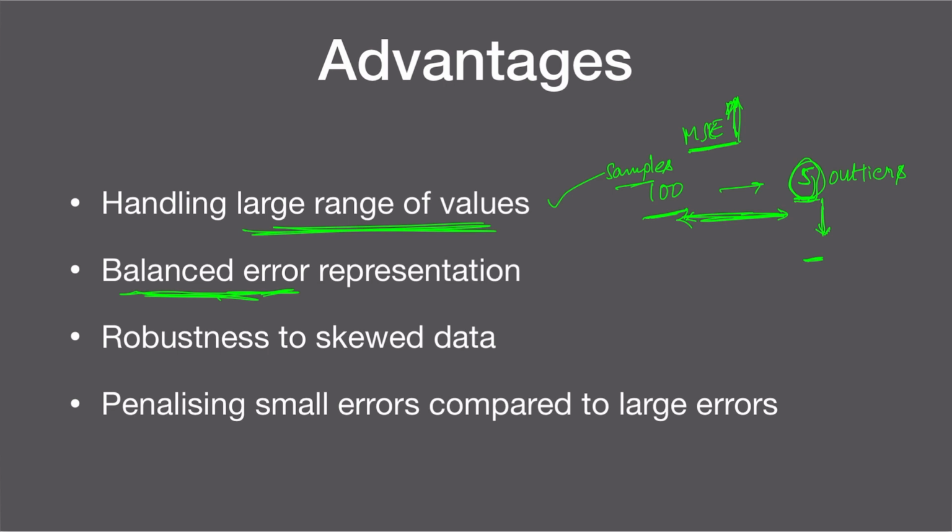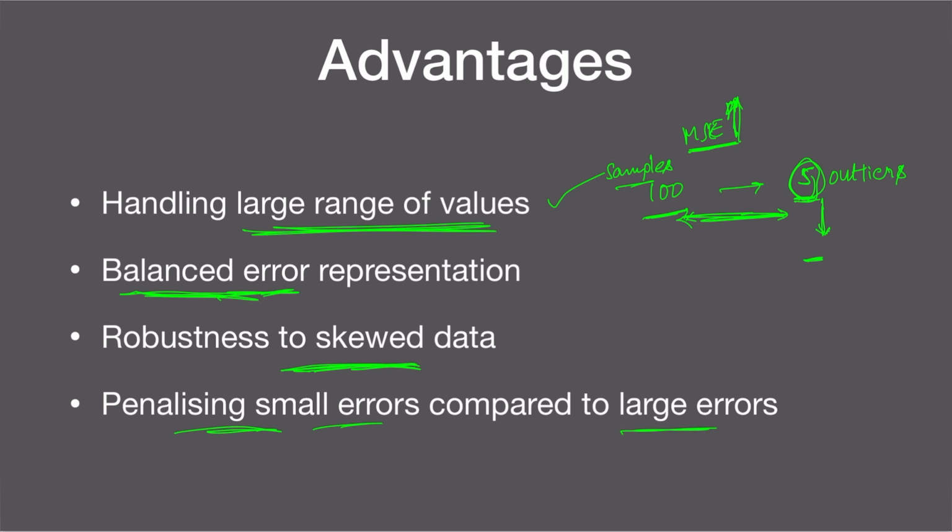And we have seen this point already: it is robustness to skewed datasets. When you don't have a proper normal distribution, when you have a skewed distribution, either positive or negative, it is usually a bit difficult to apply regression. But when you use the logarithmic loss, it takes care of that. So it is robust to this kind of skewness. Next, it actually penalizes small errors compared to large errors.